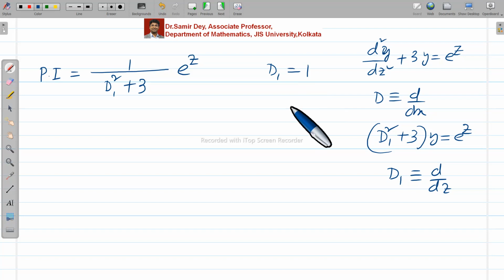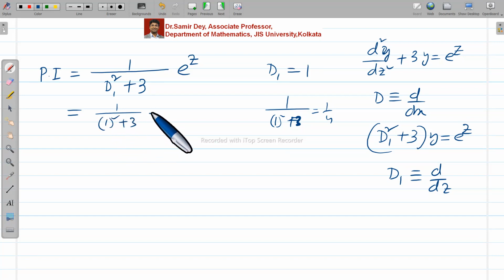Okay, so here how much is coming? It is coming 1 square plus 3, 1 plus 3, ultimately 1 by 4. That is, the denominator is coming non-zero, so you write directly. So it is coming 1 by 1 square plus 3 e to the power z. So ultimately it is coming 1 by 4 e to the power z. So PI calculation is over.